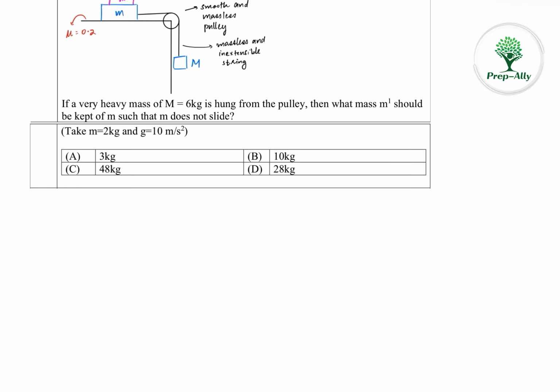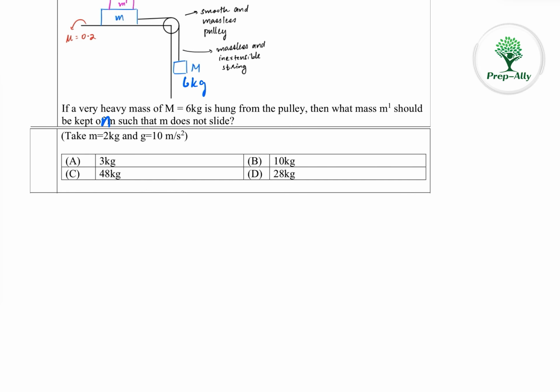If a very heavy mass of 6 kg is hung from the pulley, so the question says that this is 6 kg, then what mass M dash should be kept on M such that M does not slide?